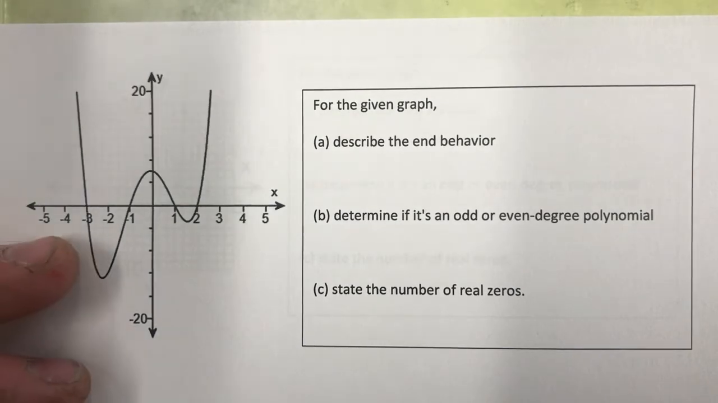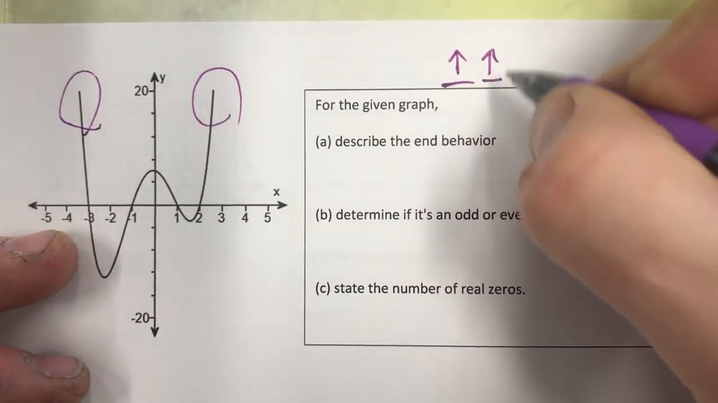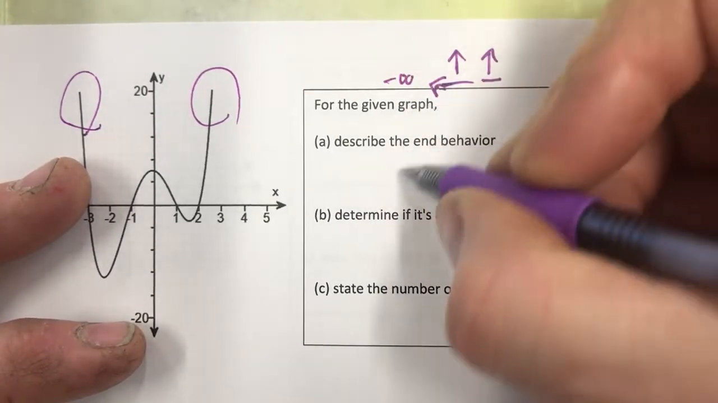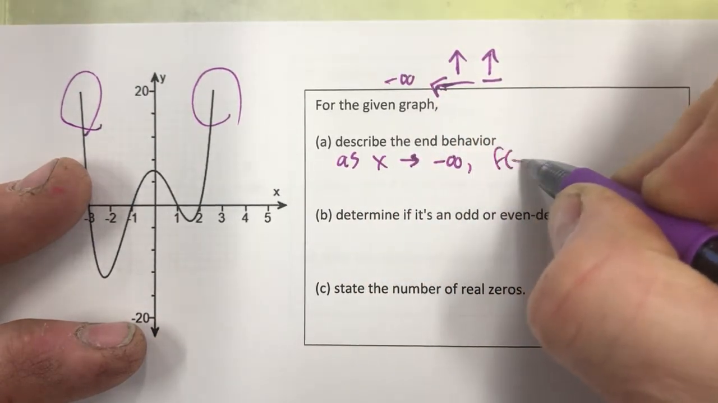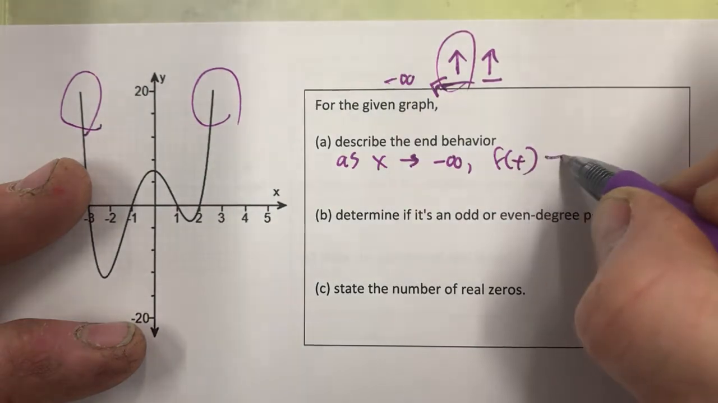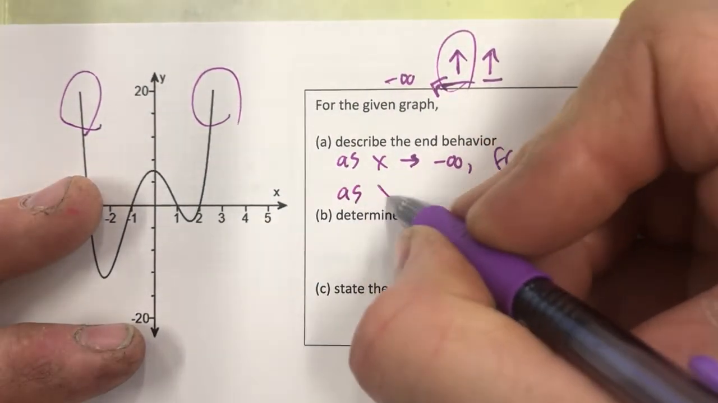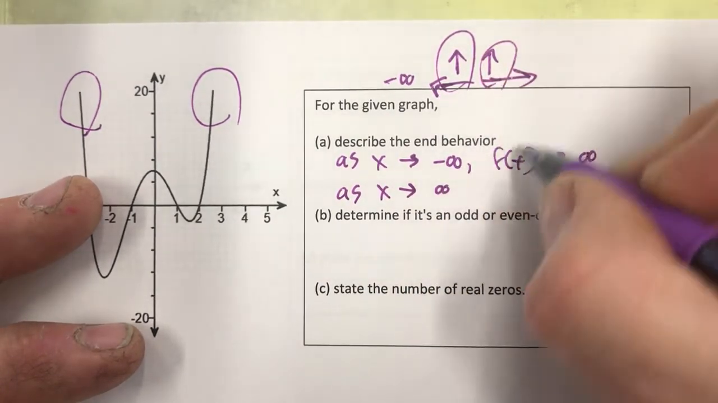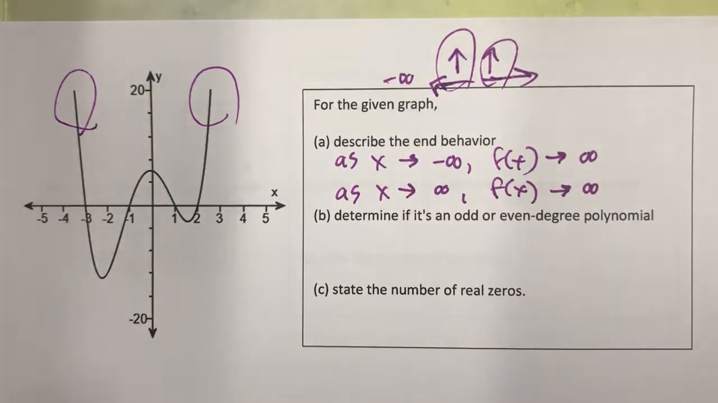What about here? Describe the end behavior. All right, this side's going up, this side's going up. So both sides are going up. Okay. Well, as x approaches negative infinity, the function of x is going up. So it approaches positive infinity. And as x approaches infinity, as we go this way to infinity, this one's going up again. So they're both going up to infinity. And that's how you write this out.